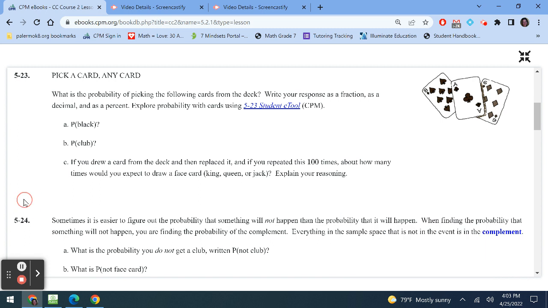I wish they had it so that it would show all the decks or all the cards in the deck, and it doesn't. So it's not helpful at all. So we're going to find the probability of getting a black card.